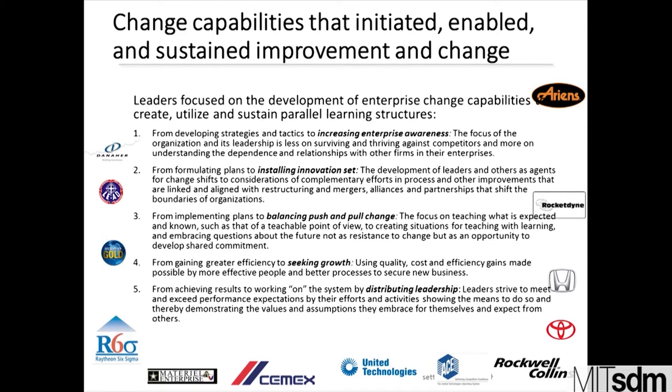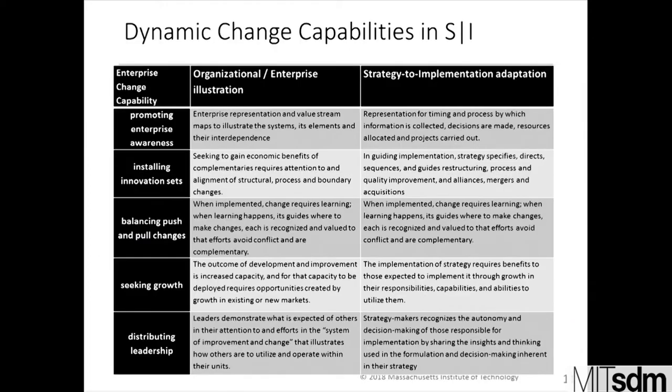And then finally, the notion of distributing leadership is the idea of working in and on the system, that leaders provide an important role in putting together the set of practices that do that. So each of these change capabilities maps into some ideas for strategy to implementation adaptation. So how do we represent the timing and the process of strategy and its implementation such that we can see that?